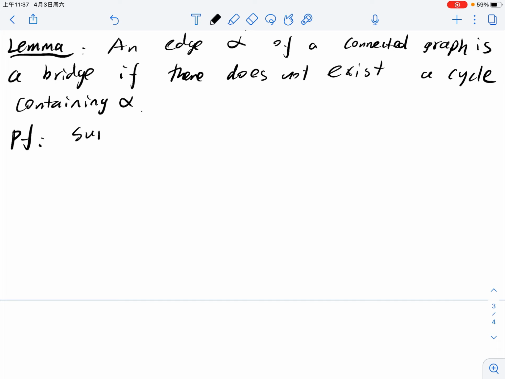Okay, and now let's prove it. Suppose there is no cycle containing alpha equals xy.